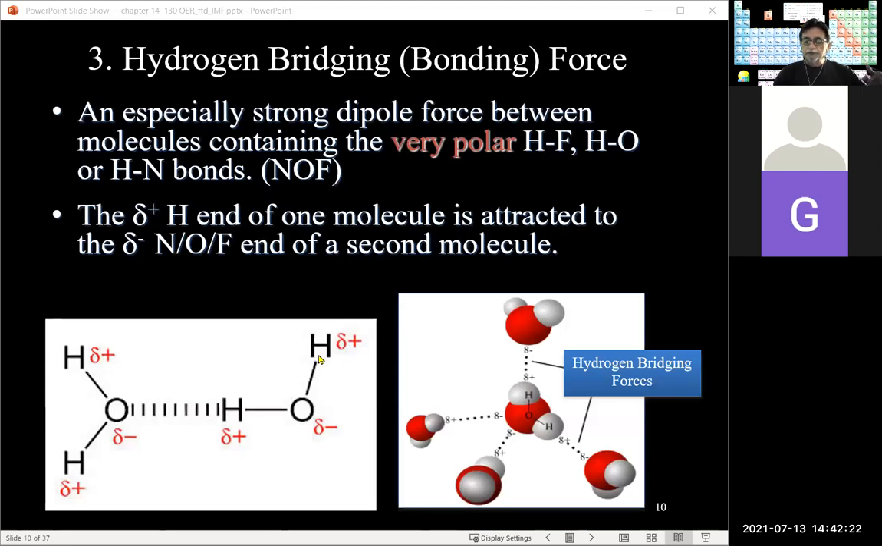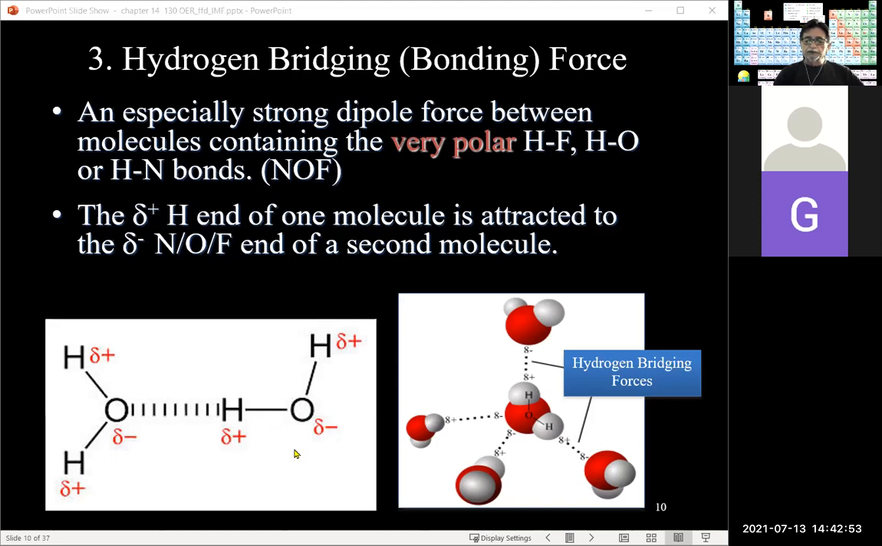Now, hydrogen bonding forces. It's a very strong dipole force between molecules that contain hydrogen-fluorine, hydrogen-oxygen, and hydrogen-nitrogen bonds only. NOF to help you remember it. I don't know, "not on file," something like that. Nitrogen, oxygen, and fluorine, and only with hydrogen. And very strong interaction. Water is very polar, with very strong hydrogen bonding forces.